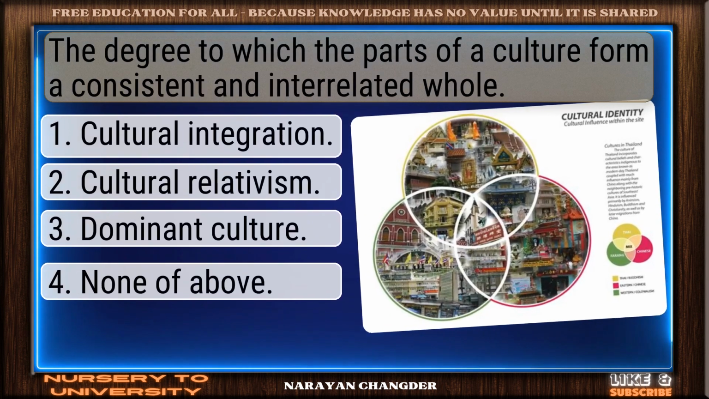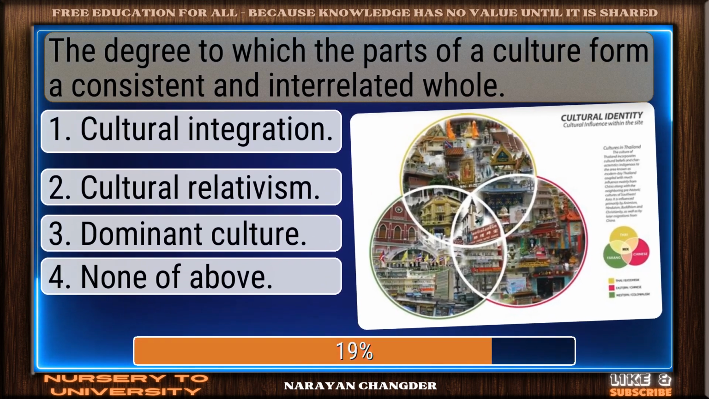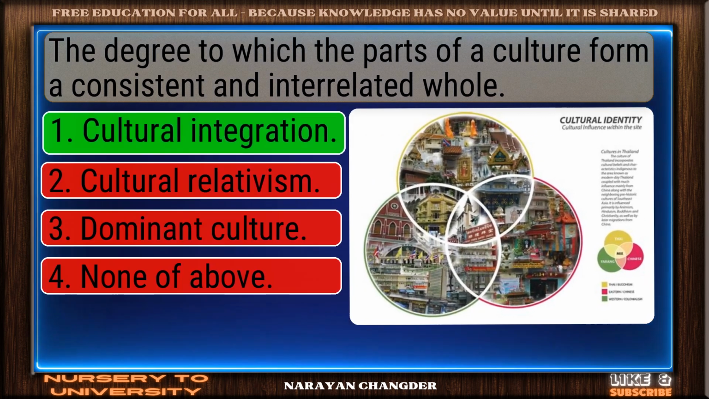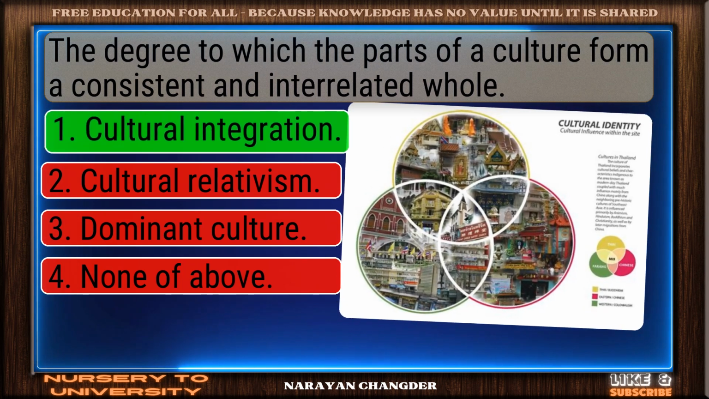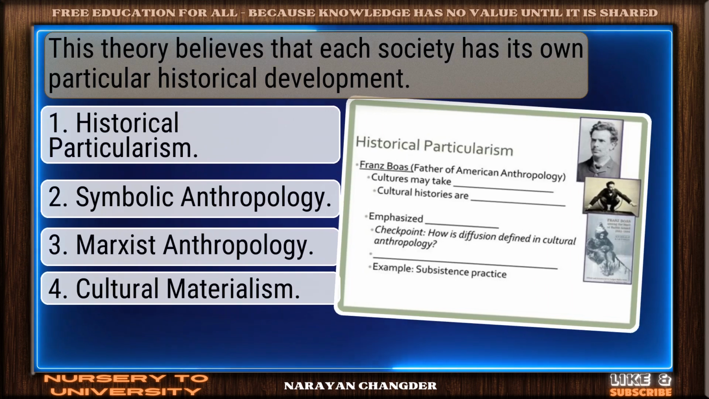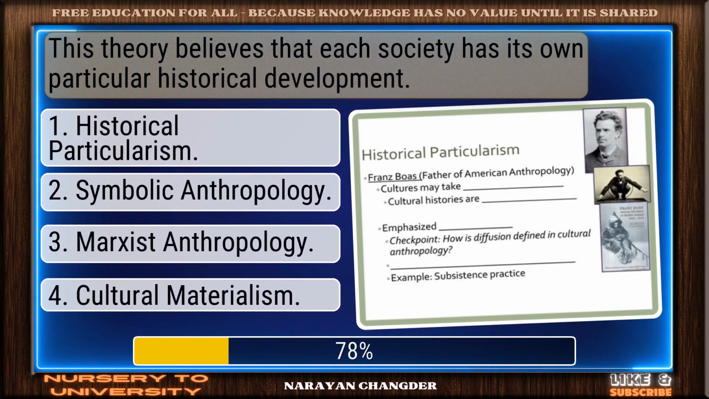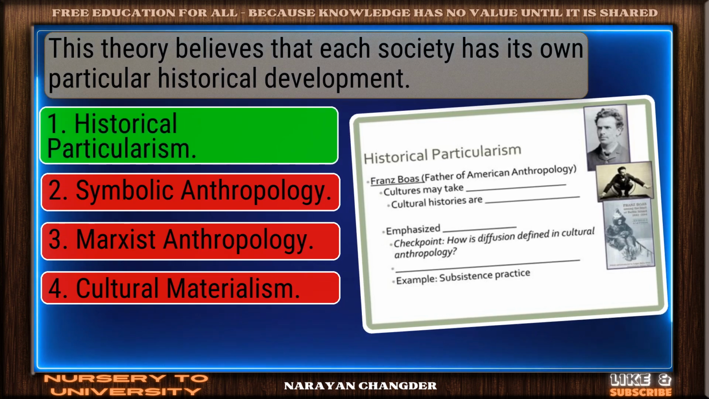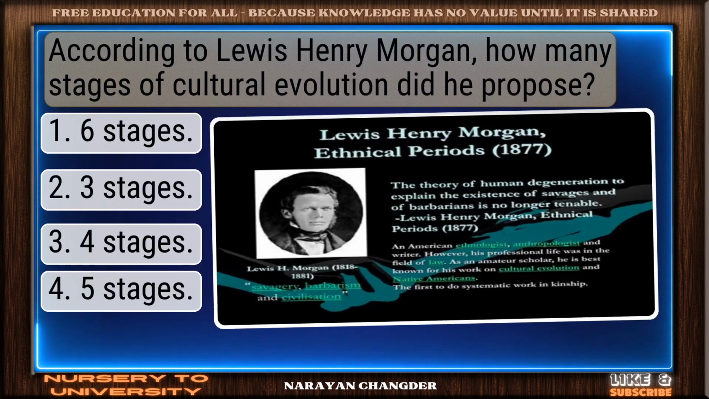The degree to which the parts of a culture form a consistent and interrelated whole. Correct. Cultural integration is the right answer. This theory believes that each society has its own particular historical development. Excellent choice. Historical particularism is the right answer.